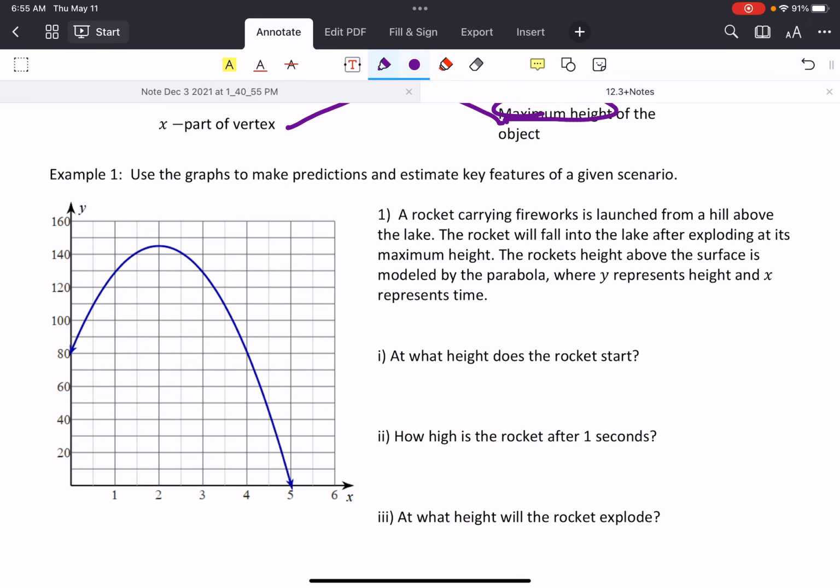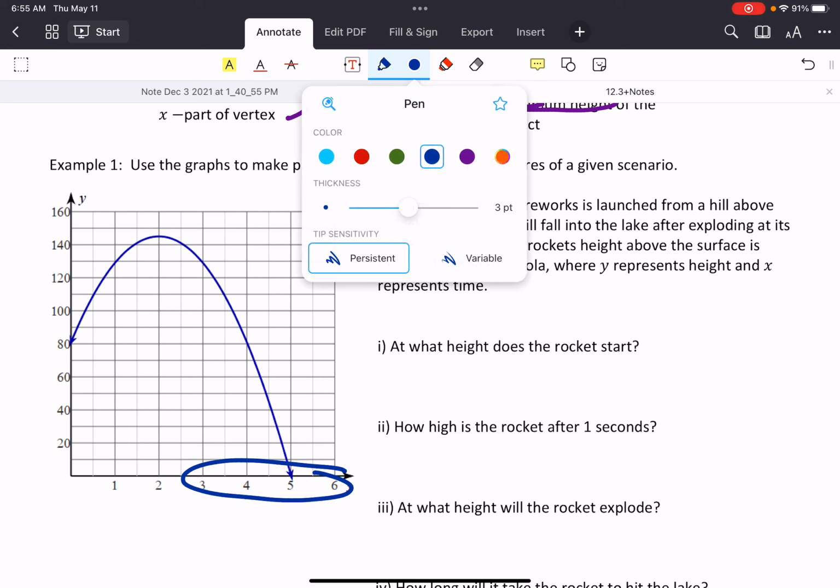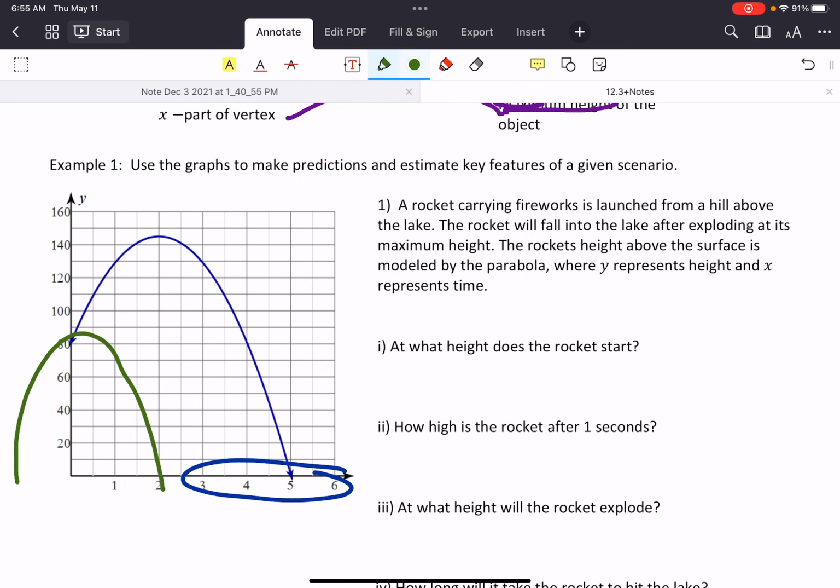So what we're going to do today is look at some examples and use the story problems to answer these questions. So in the first one, it gives us a graph. And it talks about a rocket carrying fireworks that is launched from a hill above a lake. So we've got a lake down here, and we have a hill right here, and we have our rocket. So the rocket is launched from that hill. The rocket's going to fall in the lake after exploding. So sometime over here, it's going to explode and then fall in the lake.